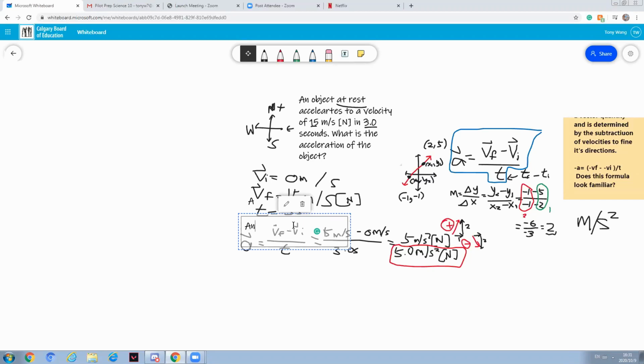My bad. Okay, so an object traveling south at 20 meters per second ends up traveling 40 meters per second north in 10 seconds. What is the object's acceleration?